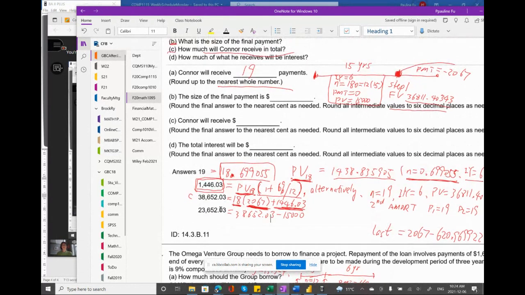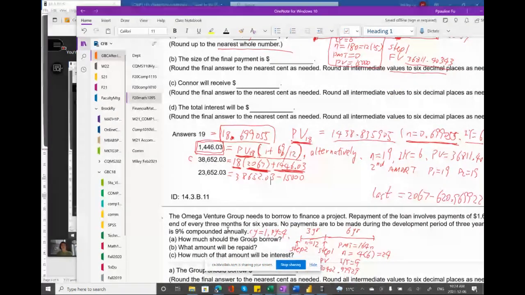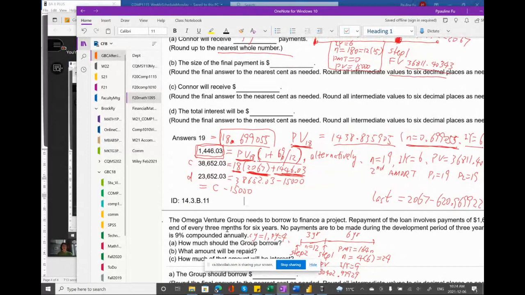Question D, how much will be the interest? You use the answer from question C minus the original amount 15,000. That is your interest.